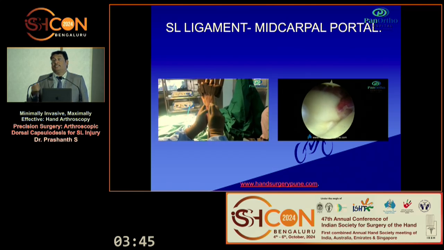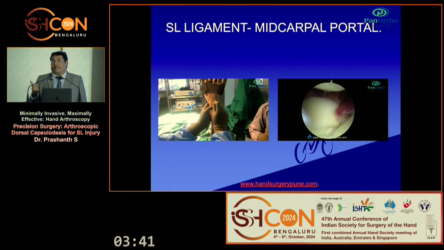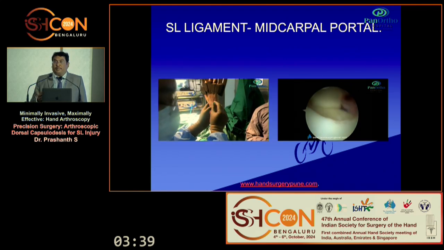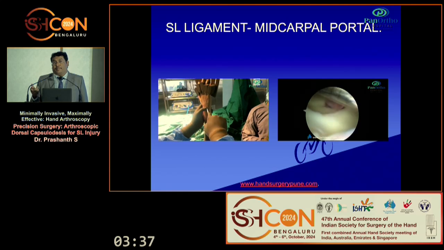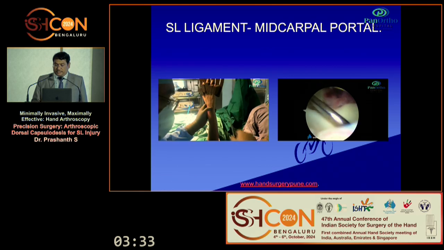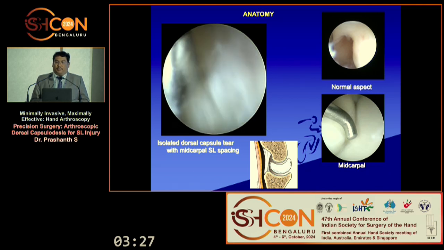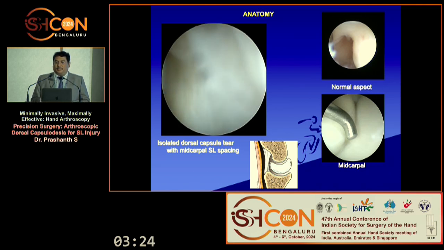If it is there, what is the classification? As well as assess the remnant ligament stretches, whether they are repairable or unrepairable. If the DCSS is not intact, then we may have to look for other options as well. So this is the normal anatomy where we can see a scapholunate ligament through the radiocarpal portal and the DCSS and the midcarpal portal also.